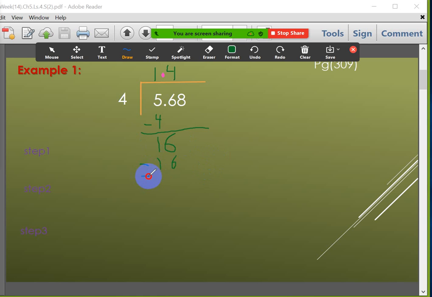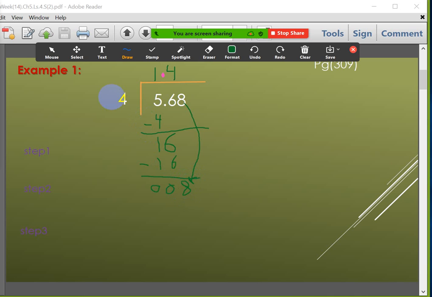Now, 16 minus 16: 6 minus 6 equals 0. 1 minus 1 equals 0. What I have to do, I will take the hundredths, which is 8, and put it here. Now, 8 divided by 4 equals what? 8 is in the hundredths digit. That means the answer will be in the hundredths digit.